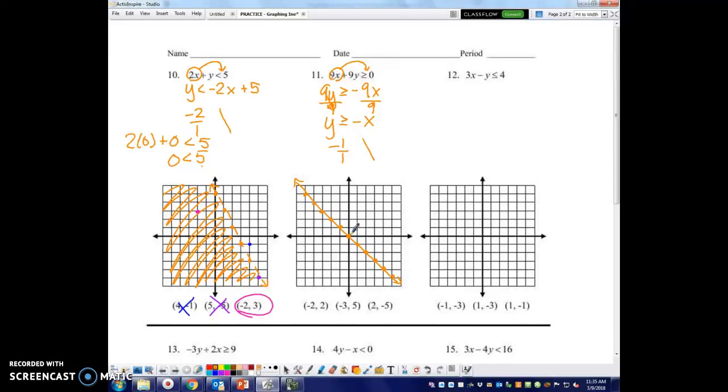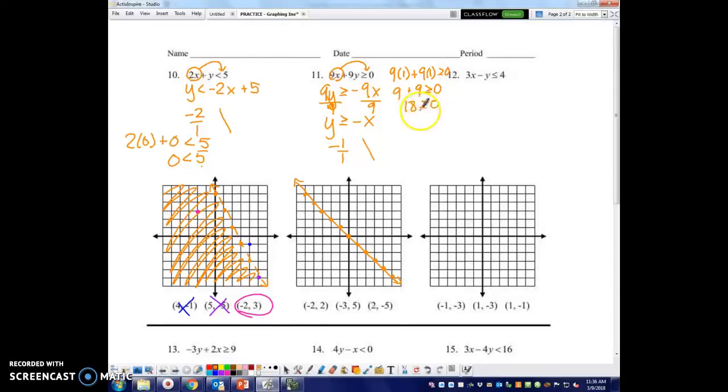What point are we going to use since it's going through 0, 0? I suggest using 1, 1, because that's the next easiest. Go back to your original equation. 9 times 1 plus 9 times 1 is greater than or equal to 0. 9 times 1 is 9. 9 times 1 is 9. Greater than or equal to 0. 9 plus 9 is 18.